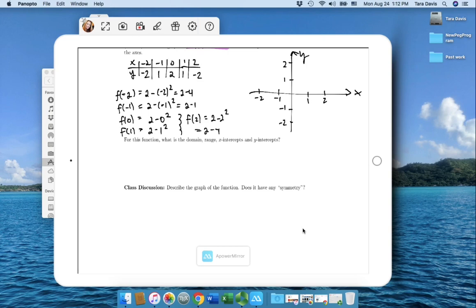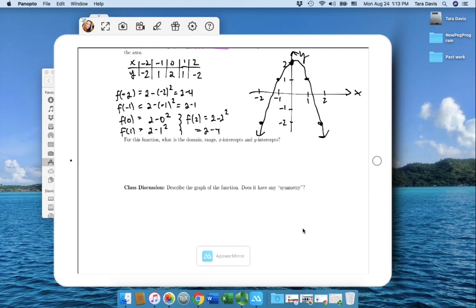So I have the point -2, -2. I have -1, 1. I have 0, 2. I have 1, 1. And I have 2, -2. So essentially what this graph looks like is like this. Okay, so this is the graph of the function. Pardon my squiggly line, I struggle with drawing on the tablet with the stylus. It's a little clunky, but I think you see the basics.